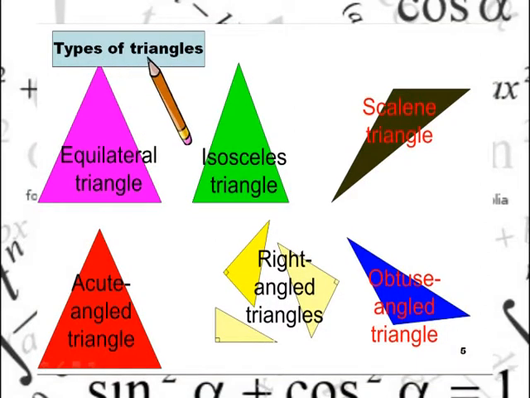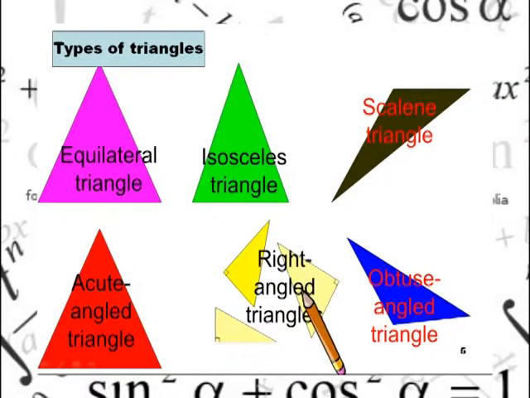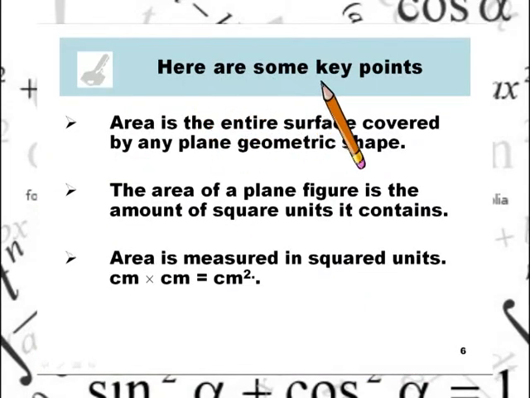Types of triangles: equilateral triangle, isosceles triangle, scalene triangle, acute angle triangle, right angle triangle, obtuse angled triangle. Here are some key points.